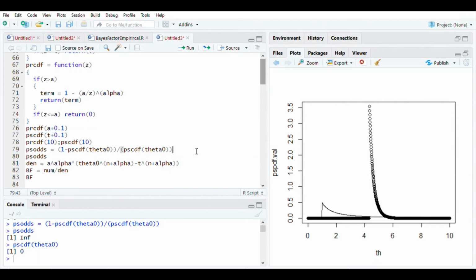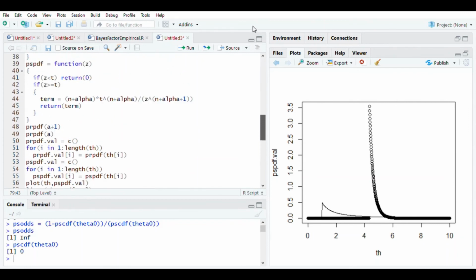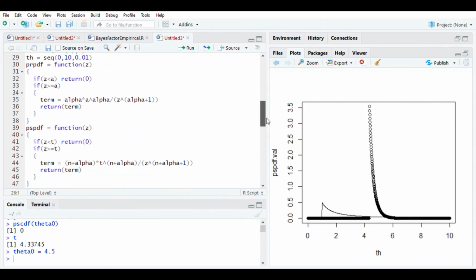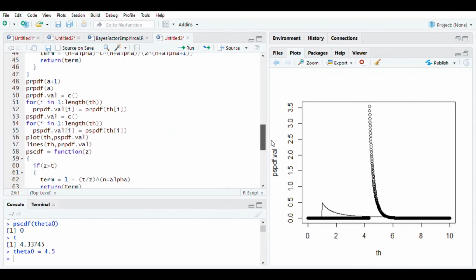So the posterior probability of H1 we are getting to be 0 because of the way we have chosen theta naught and theta 1. So I will have to change the value of theta naught here, because theta naught came out lesser than T, so we are getting this issue. If I change it to, say, 4.5 without changing the sample, I am changing only the value of theta naught. Now let us see what we get.